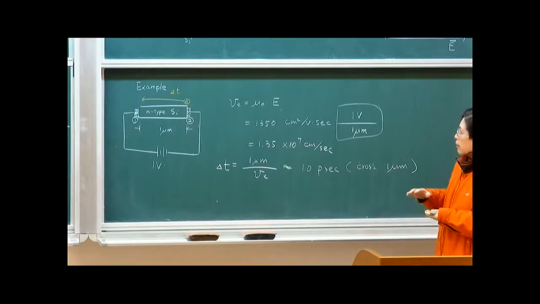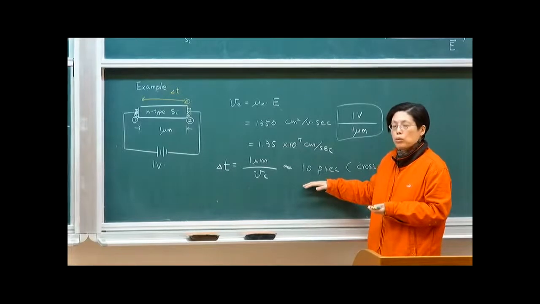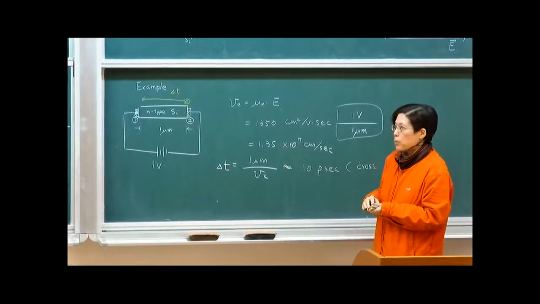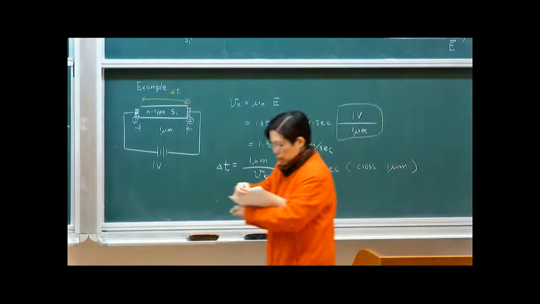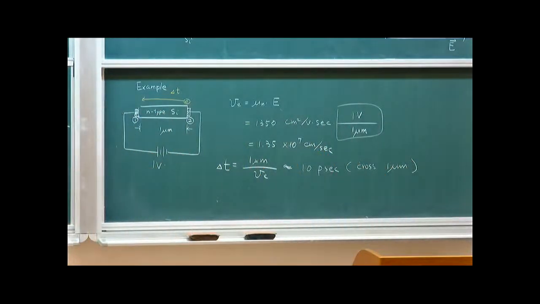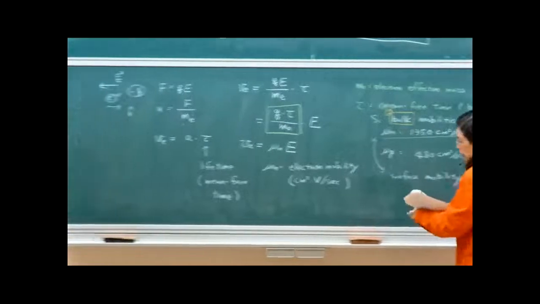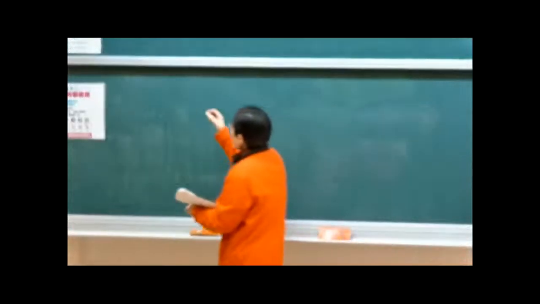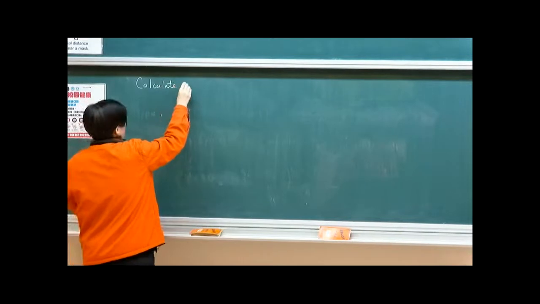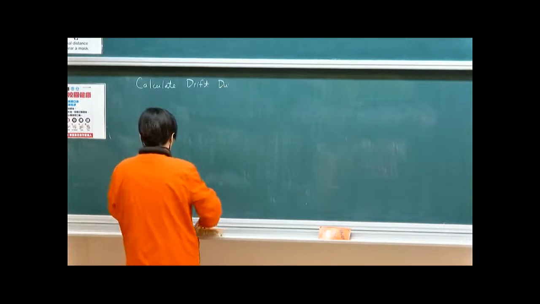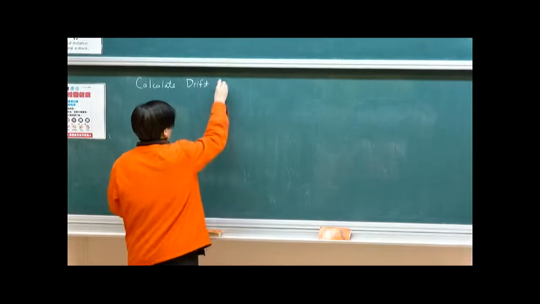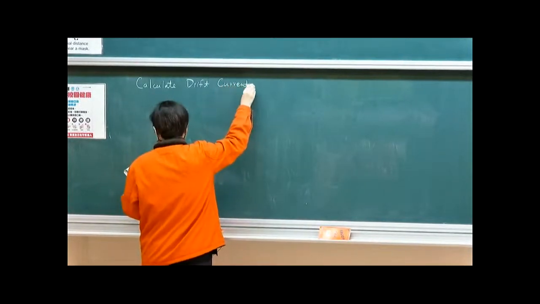Okay, the next thing is that aside from knowing how fast it can move from one terminal to the other, a key important parameter is how it affects our current. So we want to know the drift current. That's the key important thing. So the next thing we're going to do is to calculate the drift current, the level of drift current in a piece of semiconductor.